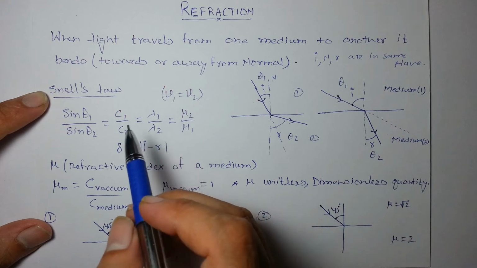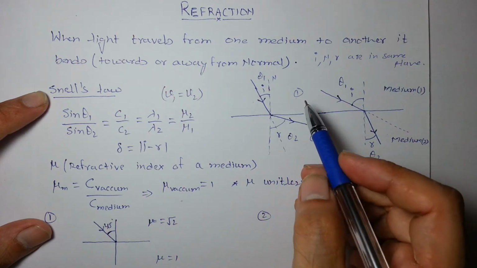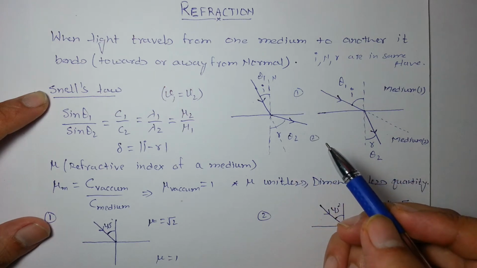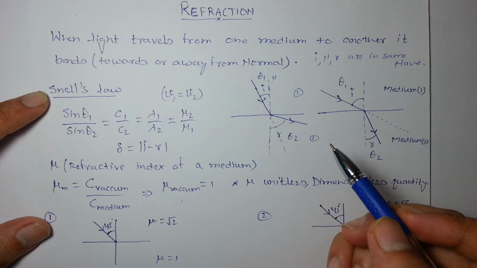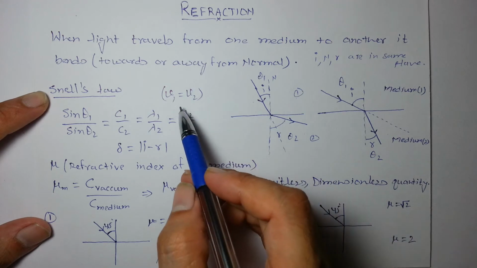What do you mean by denser and rarer? It means the speed in medium 1 is less than the speed in medium 2. The medium in which the speed is less is denser, and the medium in which the speed is more is rarer. Simple as that, okay.